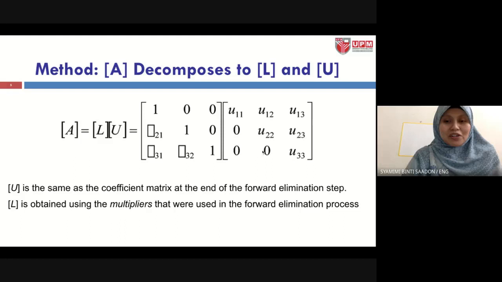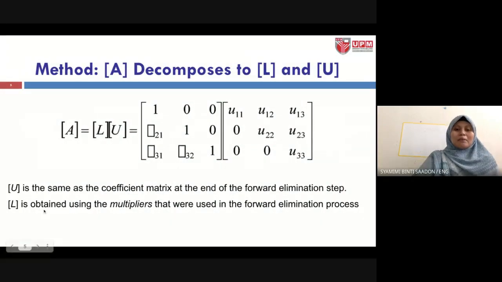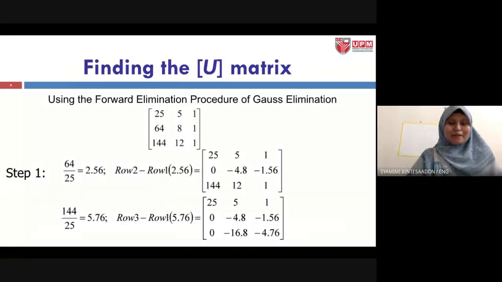And the upper matrix, we call it U. So you have U11, U12, U13, etc., and these three terms will be 0. So it is the opposite of this one, because when we multiply these we will get back the matrix A. U is the same as the coefficient matrix at the end of the forward elimination step. And L is obtained using the multipliers that were used in the forward elimination process. The definition is okay as long as you understand the lower and upper matrix. Okay, example.